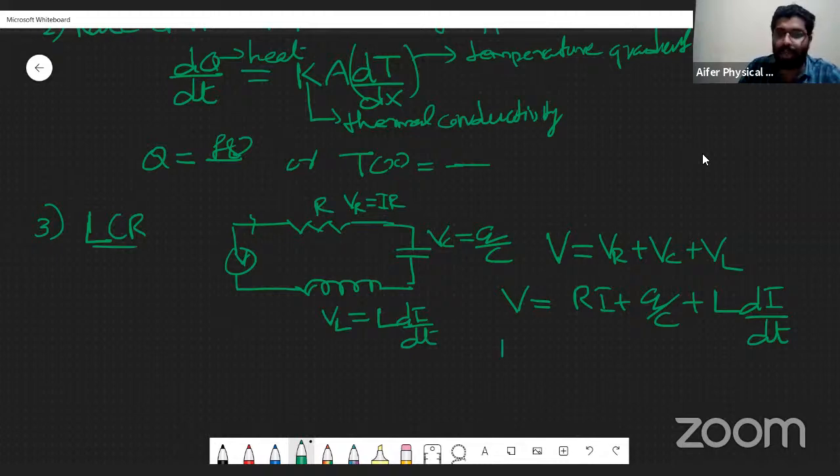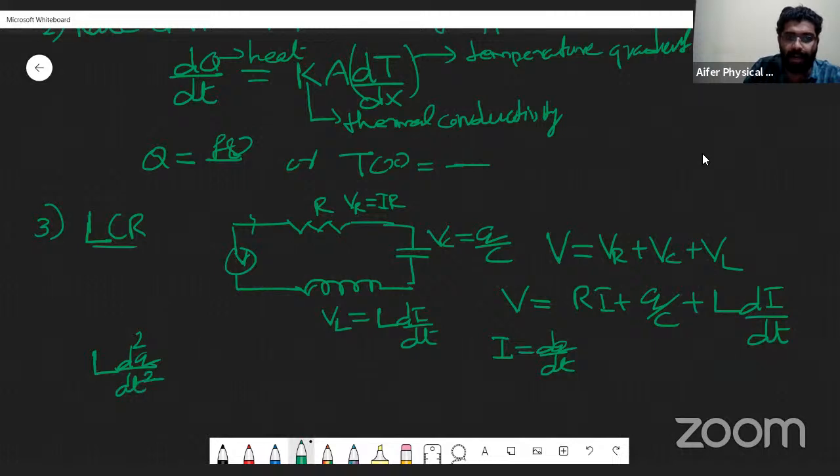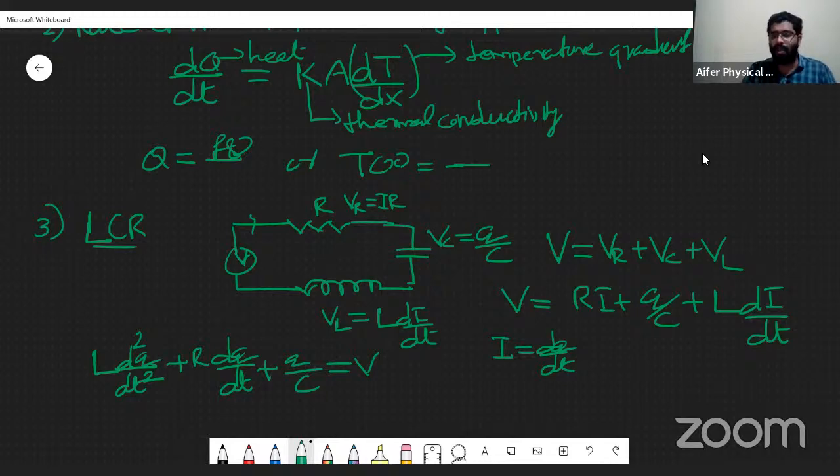But we can modify this one. If you see I equals dq by dt, if you substitute this in terms of I, then that equation will modify again. I will write it here: L d square q by dt square plus R dq by dt plus, here it is q only, q by C equals V. This is another form of the same differential equation. Once you solve this one, you get I. Here, once you solve, you get q. That is the difference. Okay.